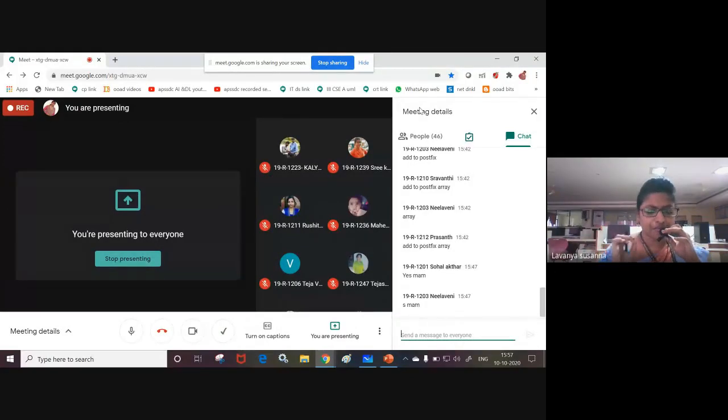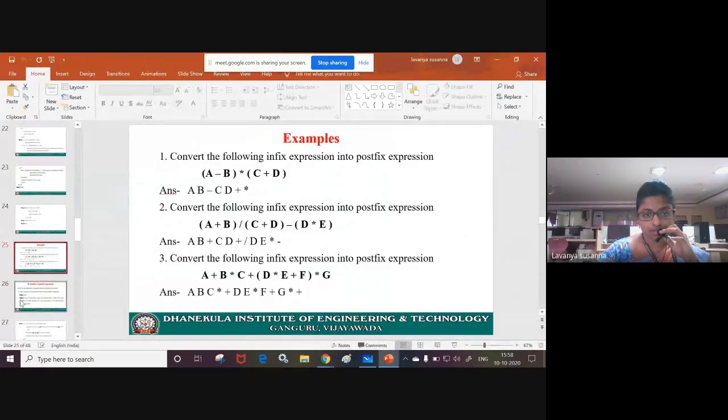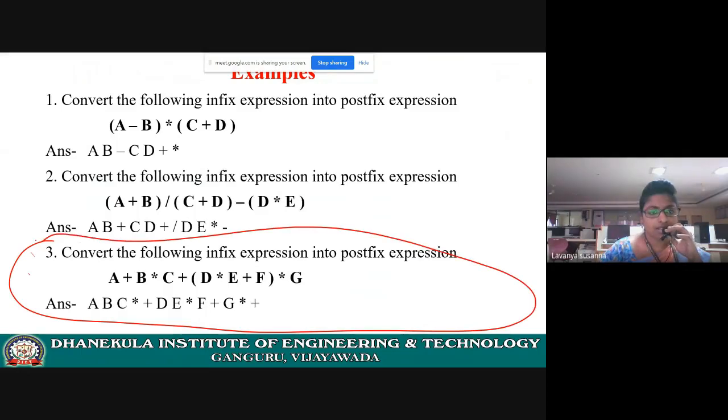Students, I request all the students to try example 3 and see whether you are getting the correct answer or not. See here, every student, please solve the third example. I have given the answer also. Solve it and compare with the answer to see whether you have solved it correctly or not. I request all the students to try it after 4 o'clock.